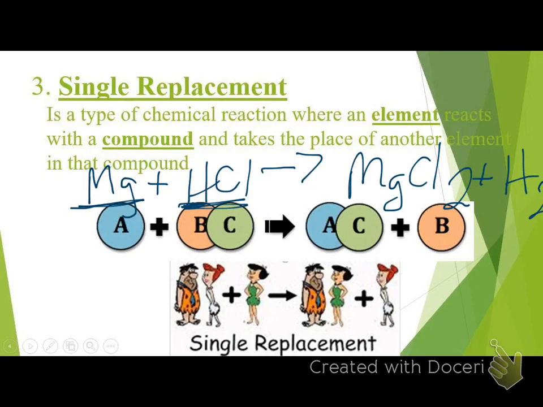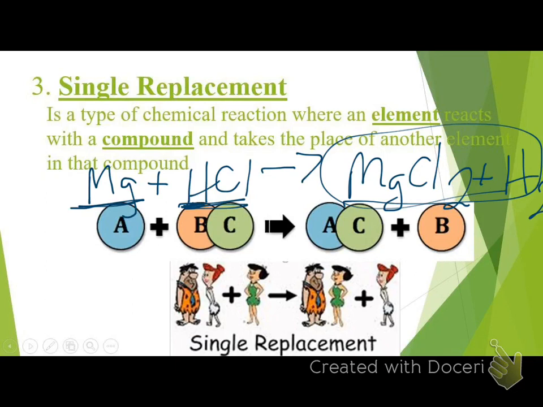In the directions it says, for the following, on your FRQ, hopefully you can visualize this, for the following equations, do these three things. Number one, predict the products. That's what we just did here. After that, identify the equation. This is single replacement. Your third step is to balance it.